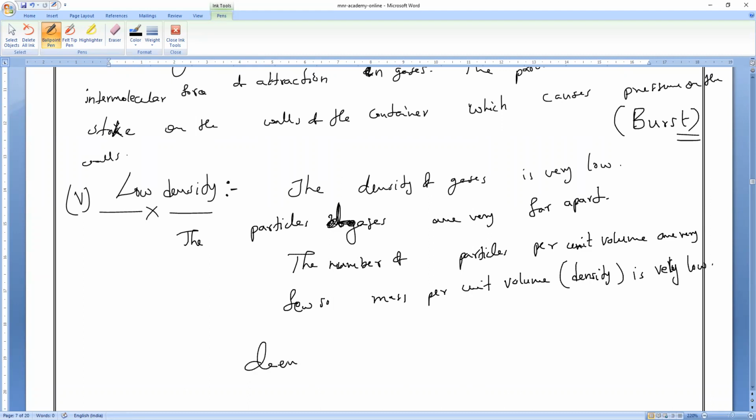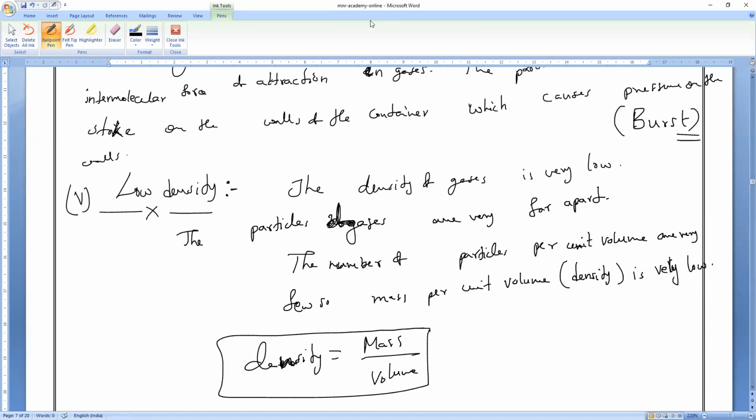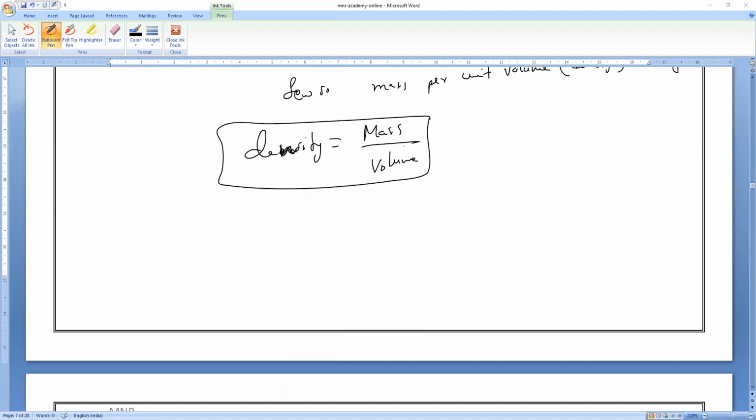So density is equal to, what is the formula? Density equals mass by volume. So gases have less mass for more volume, or more mass for less volume? Less mass for more volume. So is that low density or high density? Low density.